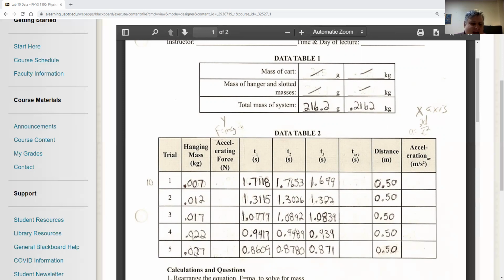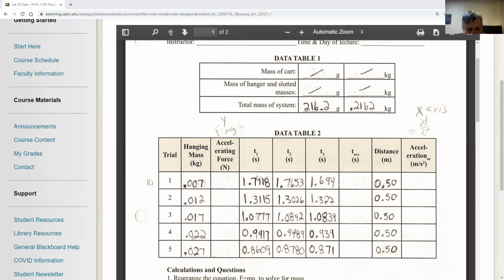We're going to have the hanging mass, and from that you're going to calculate the accelerating force. I'll tell you how to do that in a moment. And when we run the experiment, we measure out a distance. In this case, we measured out a distance of 1/2 meter. And we set up a couple of sensors separated by the 1/2 meter that are attached to a timer, which then tells us how long it takes for the cart to move that 1/2 meter.